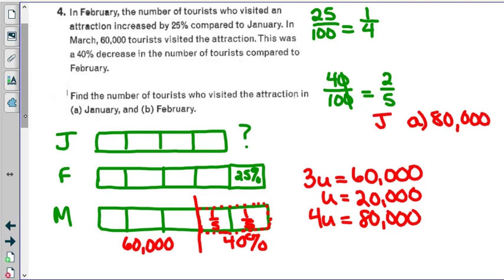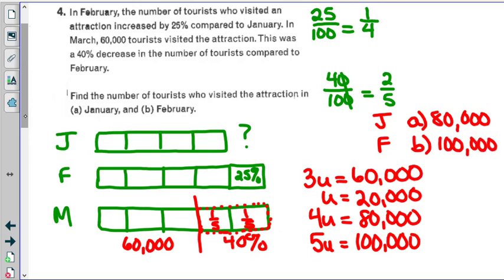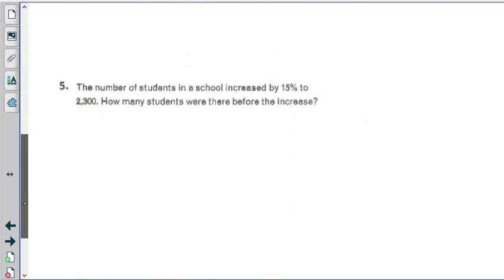And part B, how many visited in February? We had 5 units altogether, so 5 units would be 5 times 20, which would be 100,000. So February was the most, which was 100,000. And I think we've answered all the questions. Okay, let's go on to the very last question here in our video.